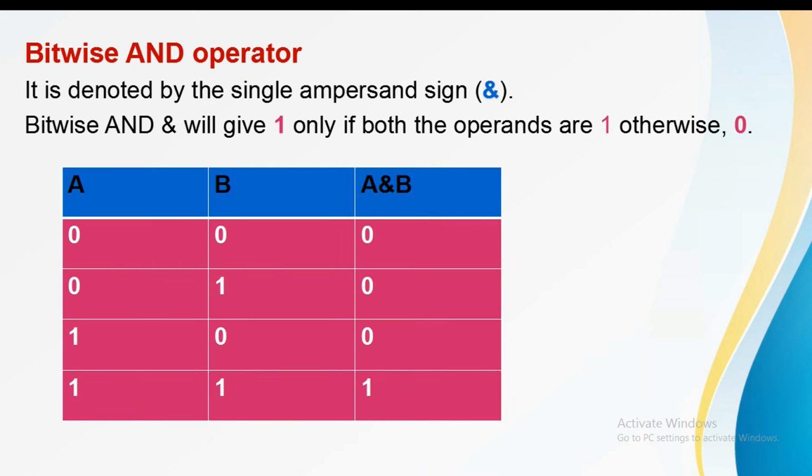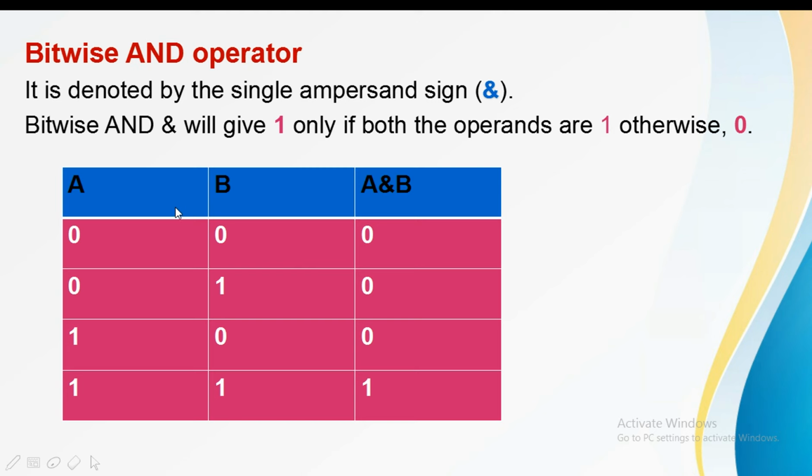So tutaanza ya kwanza, that is bitwise and operator. Ukiona simbo yake inakuanga ni ampersand sign. So we have only one ampersand sign. Bitwise we have 1. In logical we have 2. So in bitwise and, it states that it will give 1 only if both operands are 1, otherwise it will give 0.